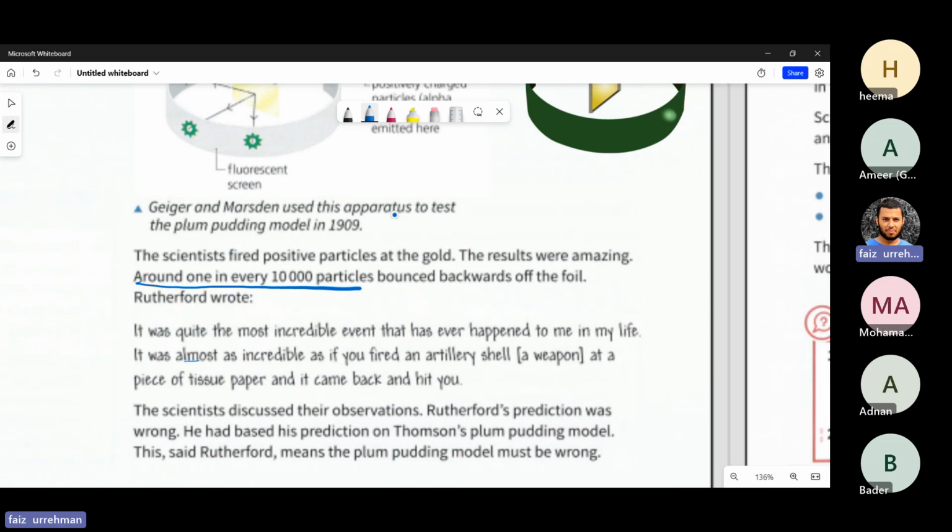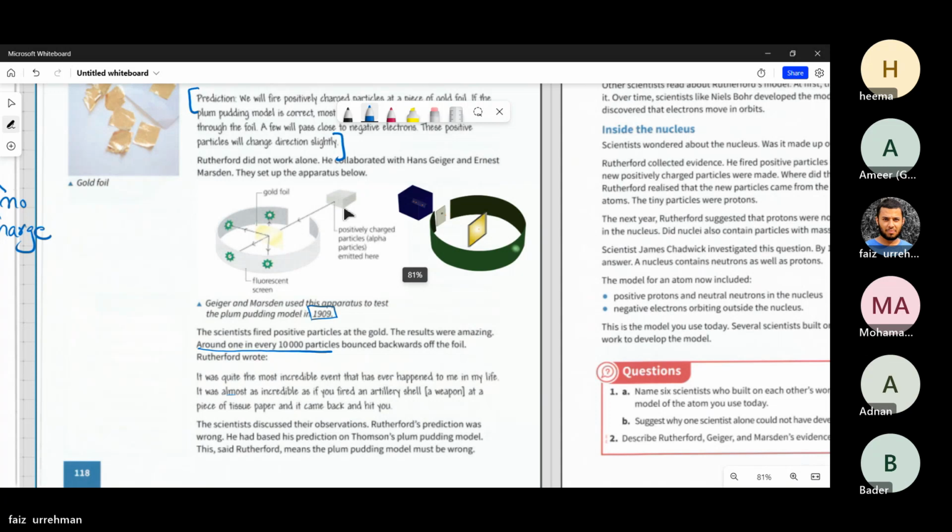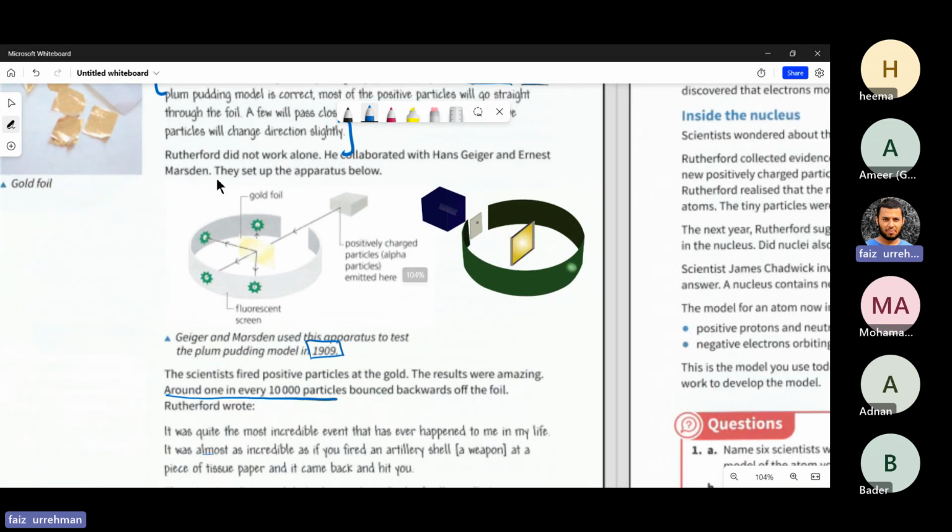Geiger and Marsden used this apparatus to test the plum pudding model in 1909. Rutherford did not work alone. He collaborated with Hans Geiger and Ernest Marsden. They set up the apparatus below.